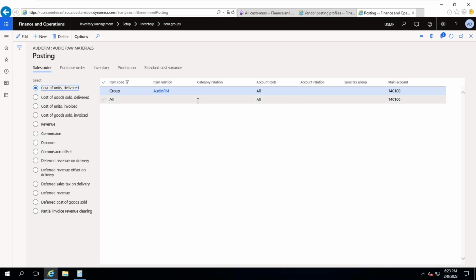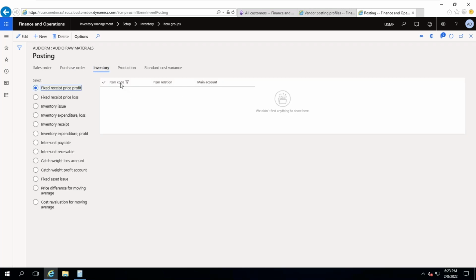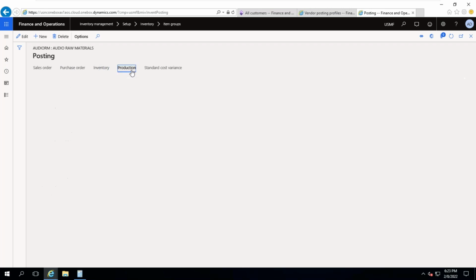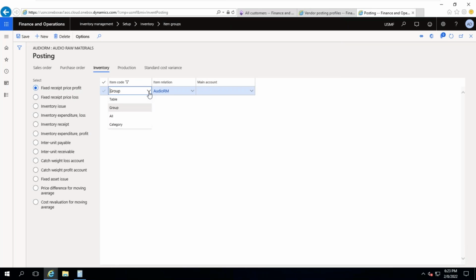Then it will open here. So the same for sales order, for purchase order, for inventory, it was mapped. If you click on the new button, it will show you 3 levels: table, group, all. Of course, category is extra, it is there. We'll discuss this one later.